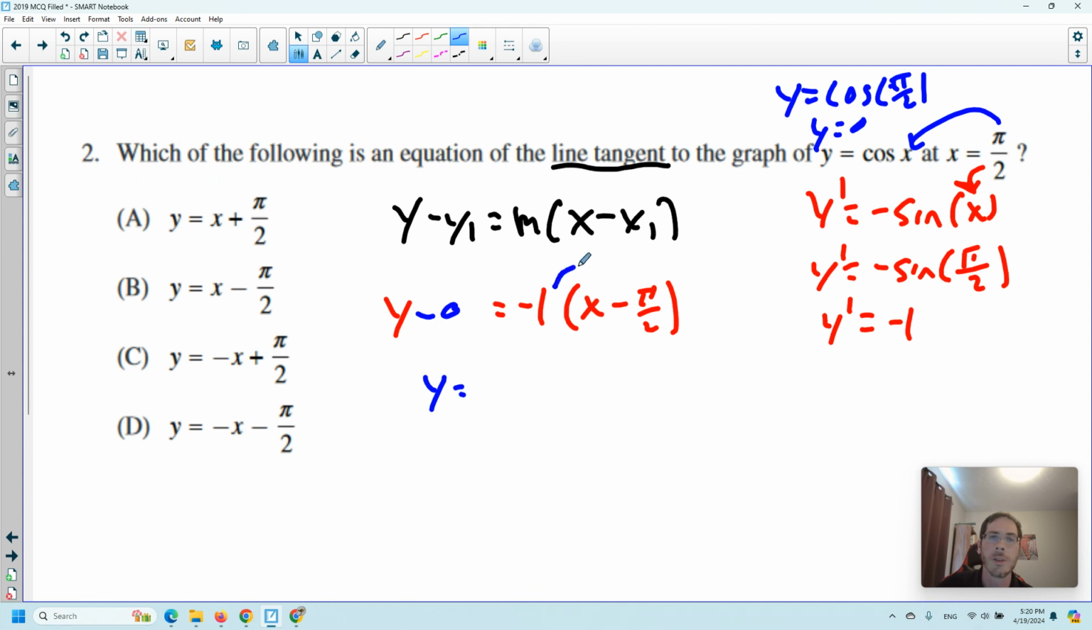All right, so I give this our final equation. y equals, if we distribute, because it looks like they want us to do a little bit of algebra work, negative x plus pi over 2. So I think we're going to get that one.